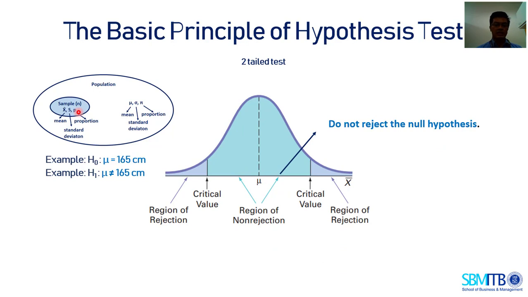Further on, we are going to analyze whether the sample statistics value is indeed close to the stated population's parameter. If it's close enough, then usually we do not reject the null hypothesis. But if it's far away from the stated parameter, then we usually reject the null hypothesis.